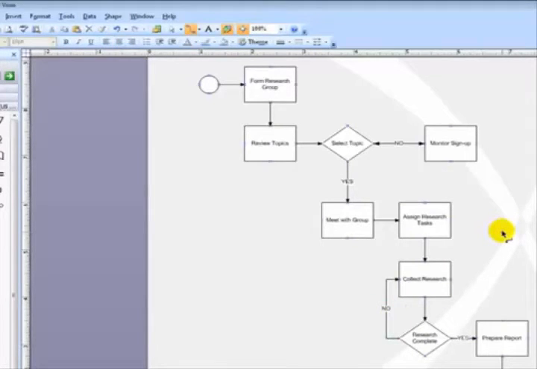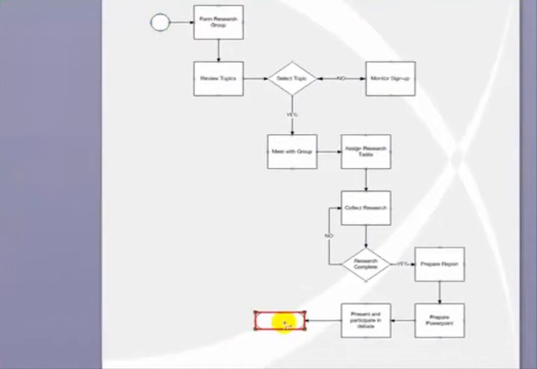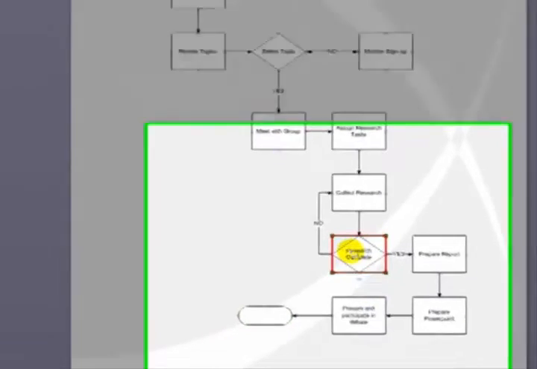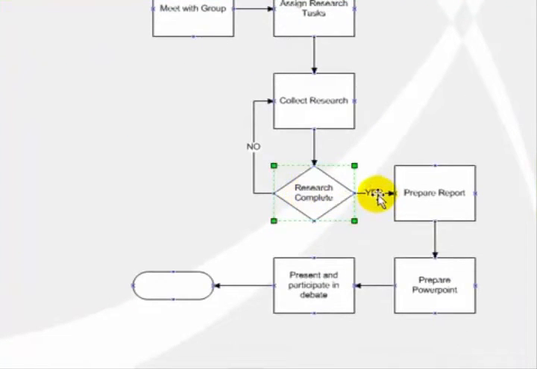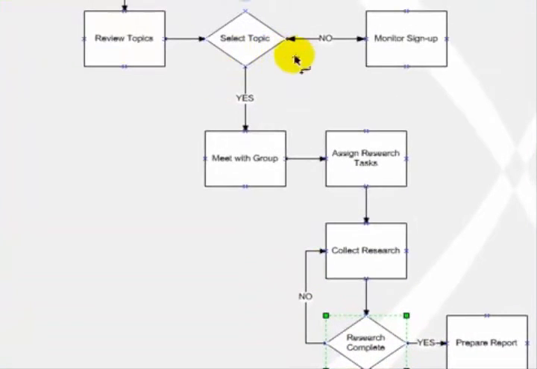Things to worry about in your process diagram: make sure you have a starting node, make sure you have an ending node, make sure that your decision nodes have two branches coming out of each of them.